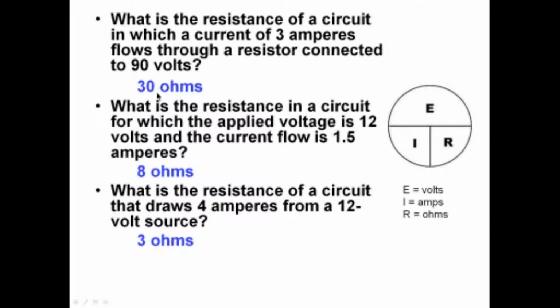And ohm, again, is the name of another person who was a pioneer in electricity. What is the resistance in a circuit for which the applied voltage is 12 volts and the current flow is 1.5 amperes? We want to know the resistance, so we cover this up with our thumb. We take the voltage, 12 volts, divided by the current flow, 1.5 amperes, and that gives us a result of 8 ohms.